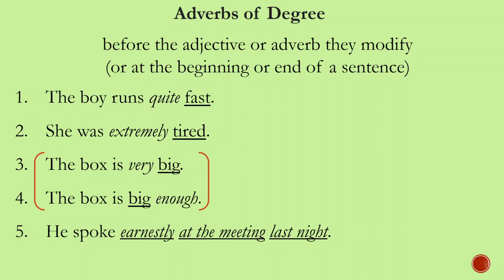He spoke earnestly at the meeting last night. You see here we have got 3 adverbs: earnestly, at the meeting, and last night. The first one is adverb of manner. Next is adverb of place. Then comes adverb of time. So when these 3 adverbs come together in a sentence, they are placed in the order of manner, place, and time.